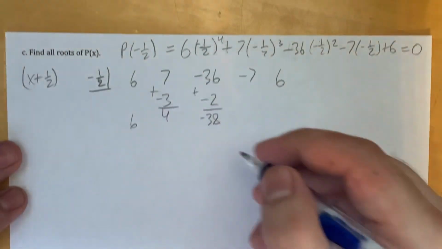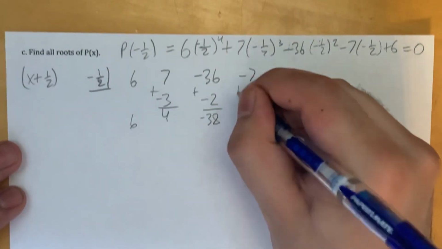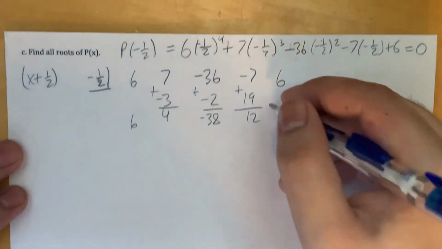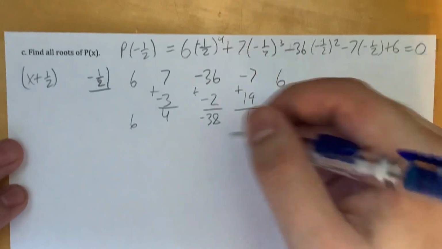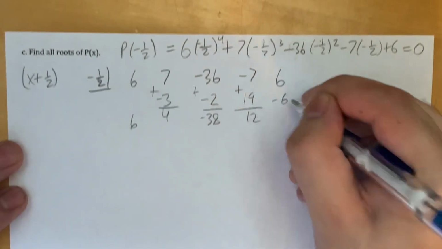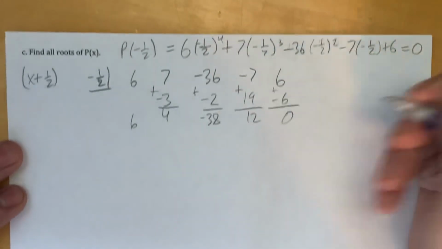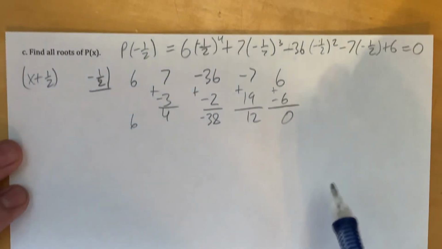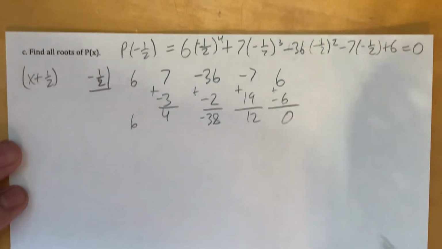Negative 38 times negative 1/2 gives me 19. Add those together. 19 plus negative 7 gives me 12. 12 times negative 1/2 gives me negative 6. Add those together and I get 0. Would you look at that? Correct. So I'm not going to put it into its cubic factor because there's no need to. But now we get to test a different value to break it down even further, right?